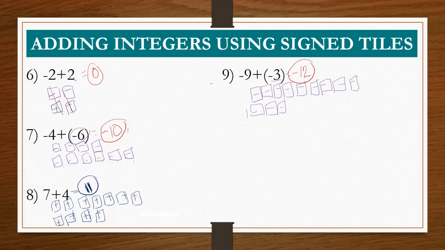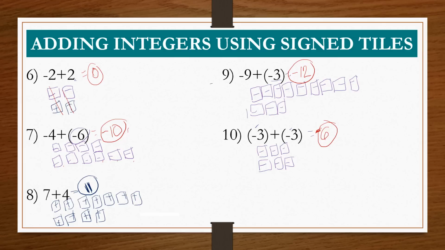-12. And for the last example, we have -3 plus -3. So they are both negative. So you have 1, 2, and 3. That is for this one. And then another 3 negative tiles. So we have 1, 2, and 3. We cannot cancel any. So simply count all of them. And there are 6 tiles, which are all negative. That means that the answer to number 10 is -6.